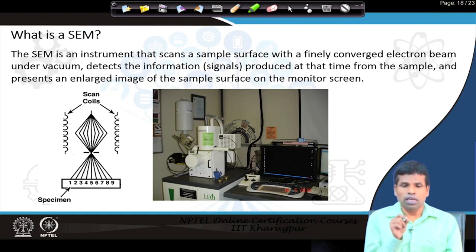Here the electron beam acts as a probe, like our finger can act as a probe. Similarly, the electron beam can act as a probe. So, the electron beam will scan over the surface and produce the image, and that image is produced from the signal obtained from the sample surface. This is what an SEM is, and in the next lecture we will discuss more about the scanning electron microscope and its capabilities. Thank you.